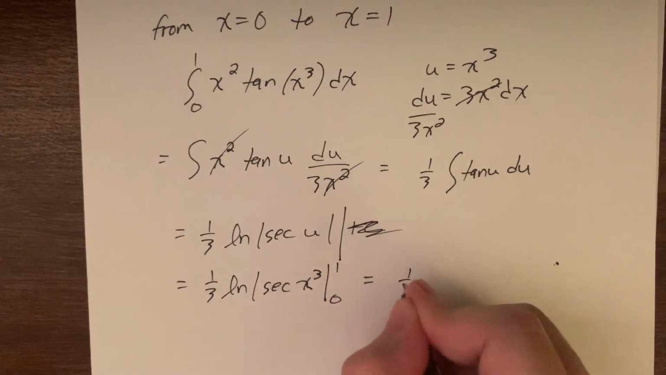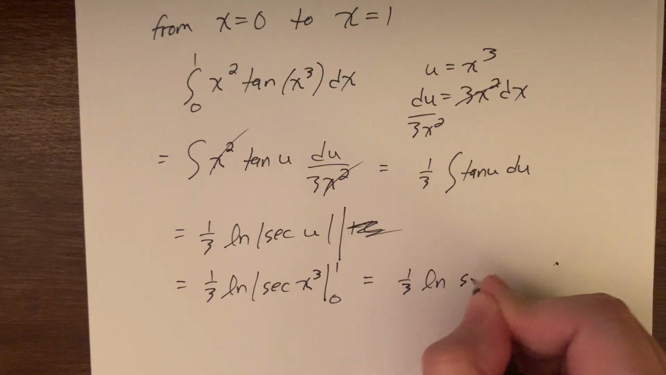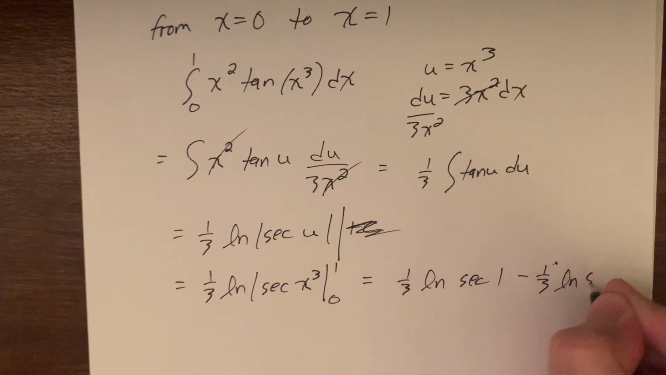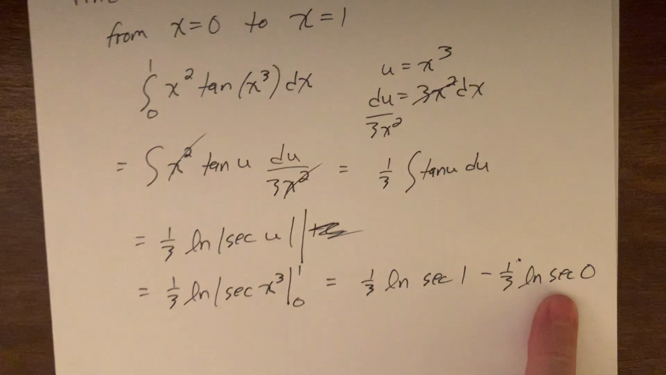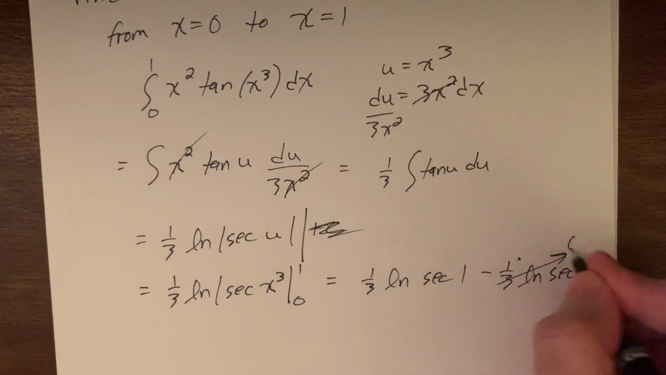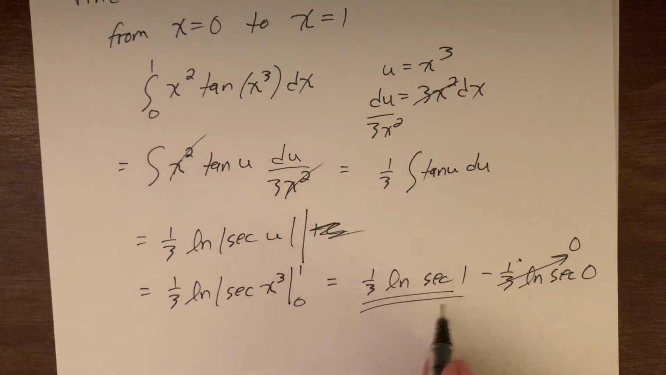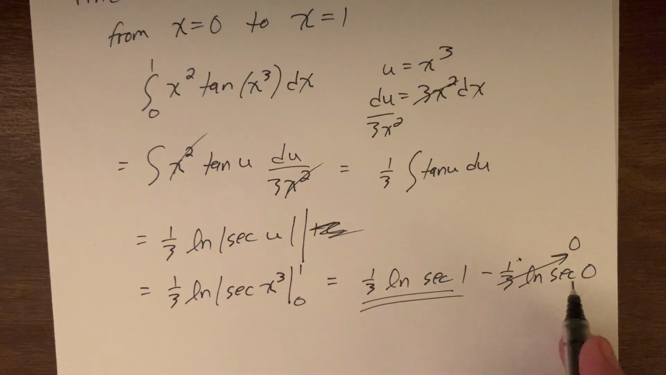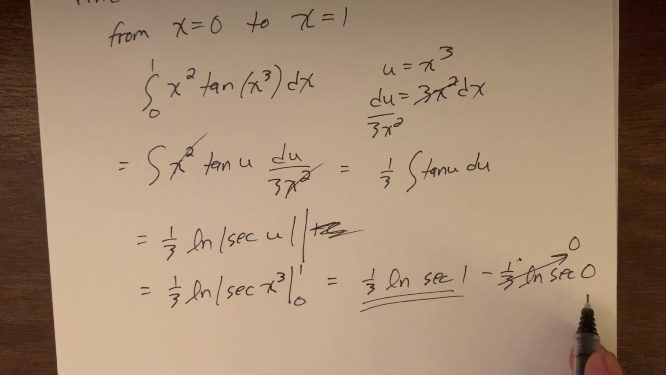Plugging those in, 1/3 log of secant of 1 minus 1/3 log of secant of 0. If you keep going here, secant of 0 is 1 over cosine of 0. Cosine of 0 is 1. Log of 1 is 0. This whole thing actually does become 0. So that is as good as our answer is going to get. But I'd be perfectly happy with that whole thing. Even if you stopped here, that is a pretty good spot.